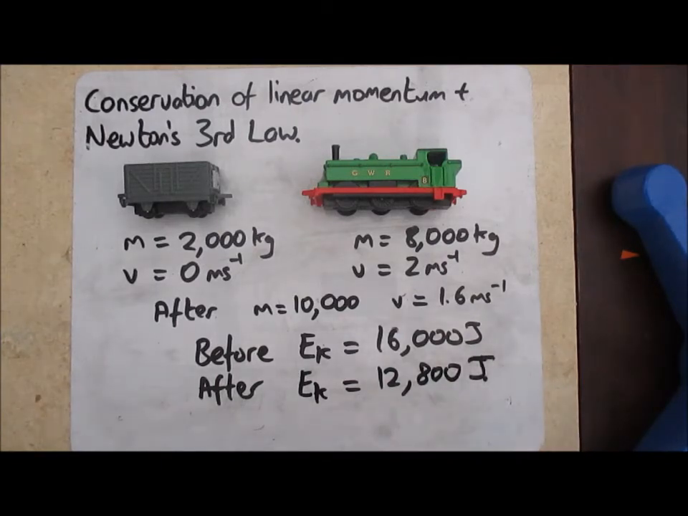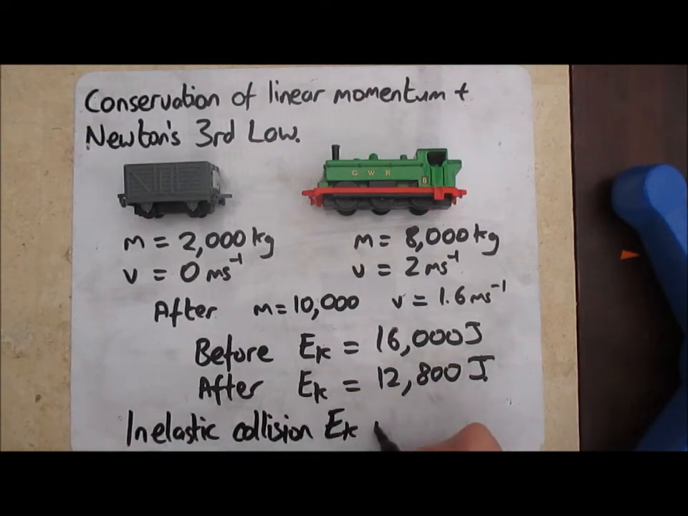Now, if you think about it, of course you would. You'd expect a collision like this to make some sound, and there'd be some heat involved. So the little bit of excess that we've lost there, that 3,200 joules, has been lost as sound and heat due to friction and things like that. But that means kinetic energy is not conserved. Energy overall is, momentum overall is, but kinetic energy is not conserved. And therefore we describe this collision as inelastic. So in an inelastic collision, kinetic energy is not conserved.